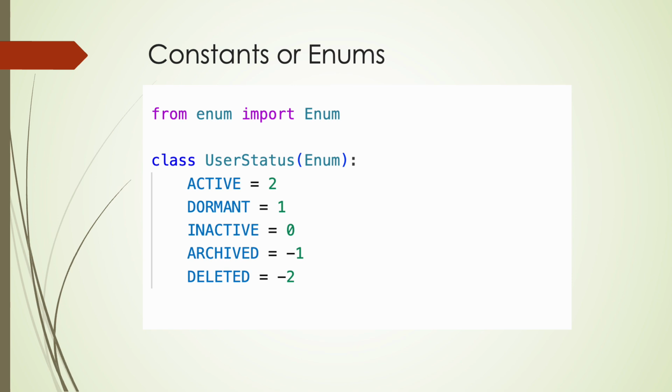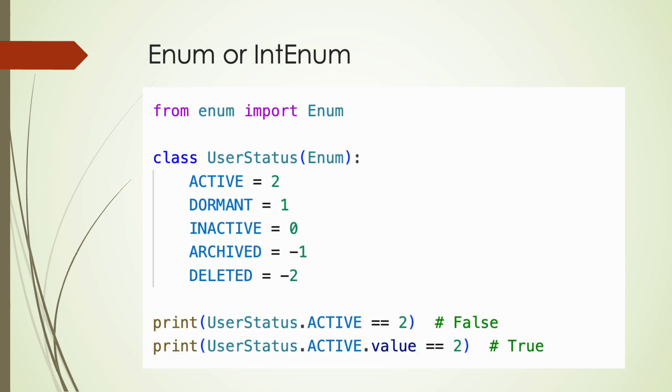For example, if a user can also have dormant, archived, and deleted statuses, it would be tedious to manage the imports of the statuses if they are saved as separate constants. Using an enum would make it much easier to use these values, and we will get auto-completion in the IDEs. In this example, if we compare an enum member with an integer directly, we will get false.